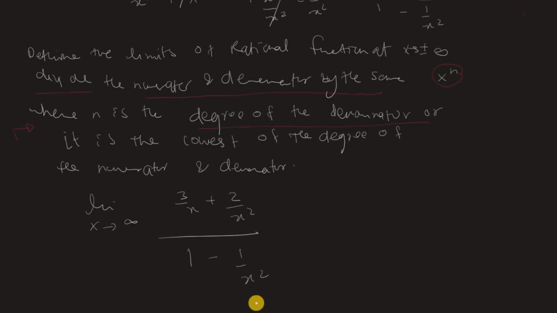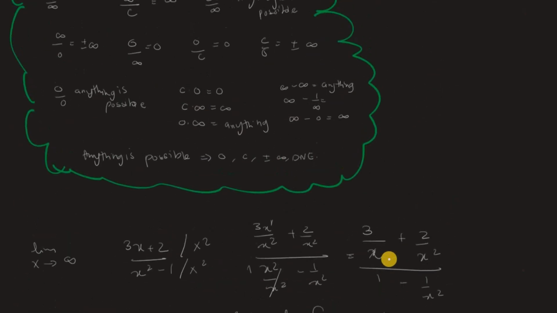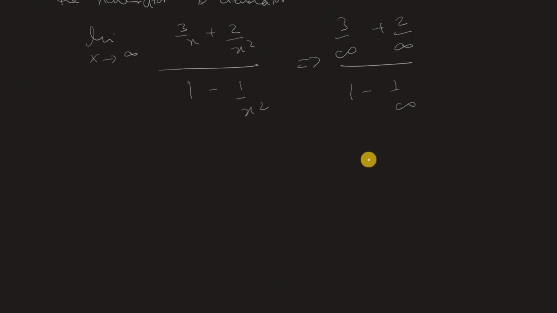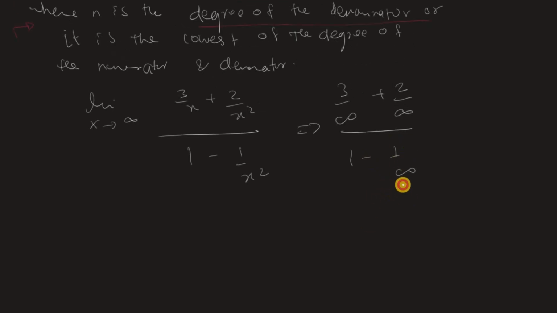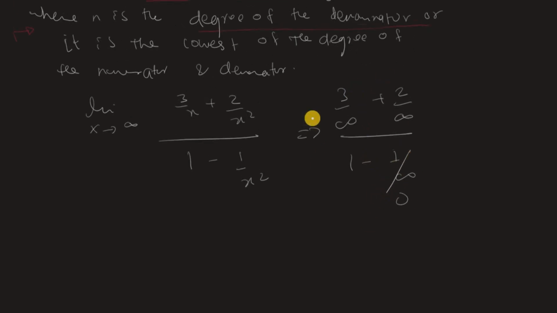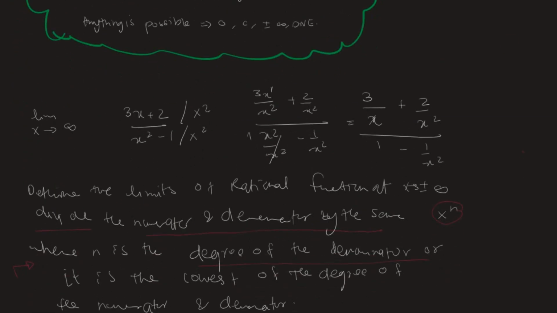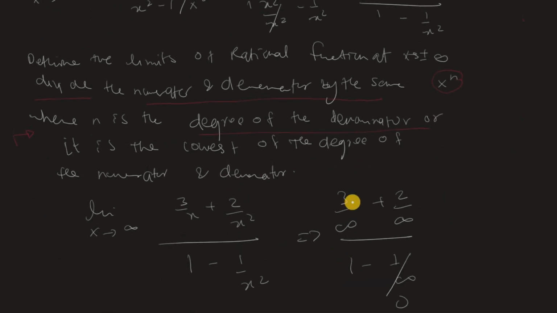So then this becomes 1 over infinity, and 1 over infinity is what? 1 minus 1 over infinity, 3 over infinity plus 2 over infinity. If you cannot recall, you basically have to look at these over here, right? So 1 over infinity is basically 0. And 3 over infinity, that's like a constant over infinity. And what is a constant over infinity? We get 0.